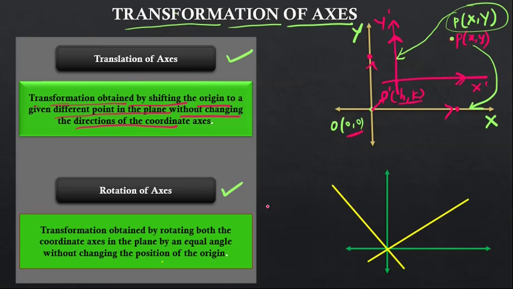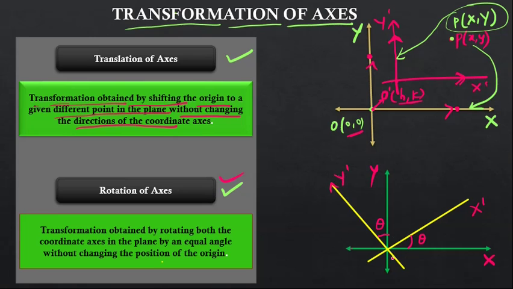Now we'll come back to rotation of axis. Rotation means we are rotating. See in the diagram, this is my x axis and this is the y axis. Now the x axis has changed direction. It is rotated slightly towards this direction, x dash, with some angle theta. In the same way, the y axis is rotated to y dash with the same angle theta.